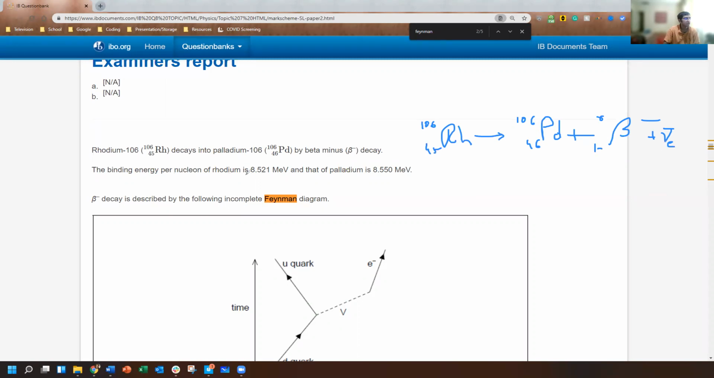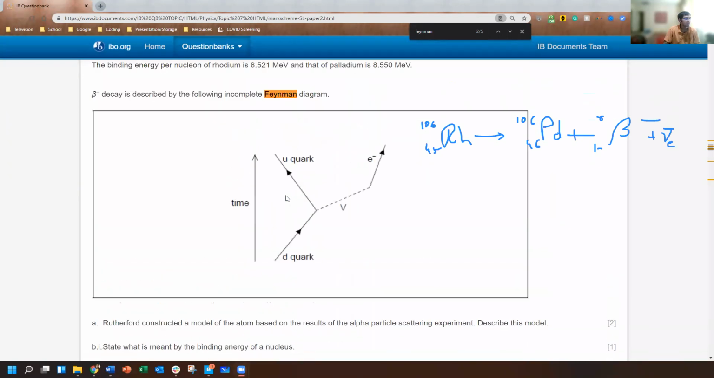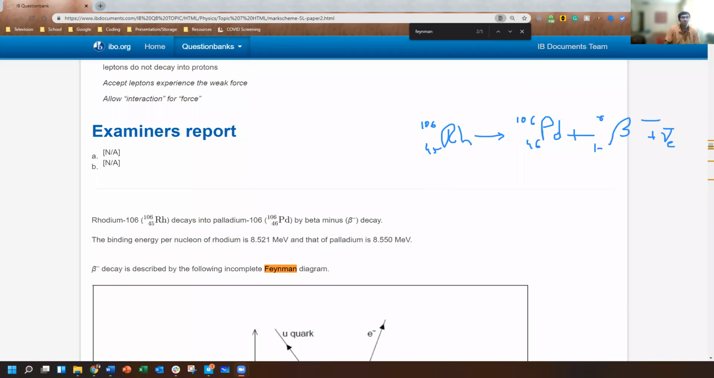Now, the binding energy per nucleon of rhodium is that, and palladium is that. So we need to figure out the energy released, right? Show that that's the energy released. Okay, so the change in energy. On the left-hand side, we have 8.521 mega electron volts, right? But then we have 106, but that's the binding energy per nucleon. So we need to multiply that by 106.